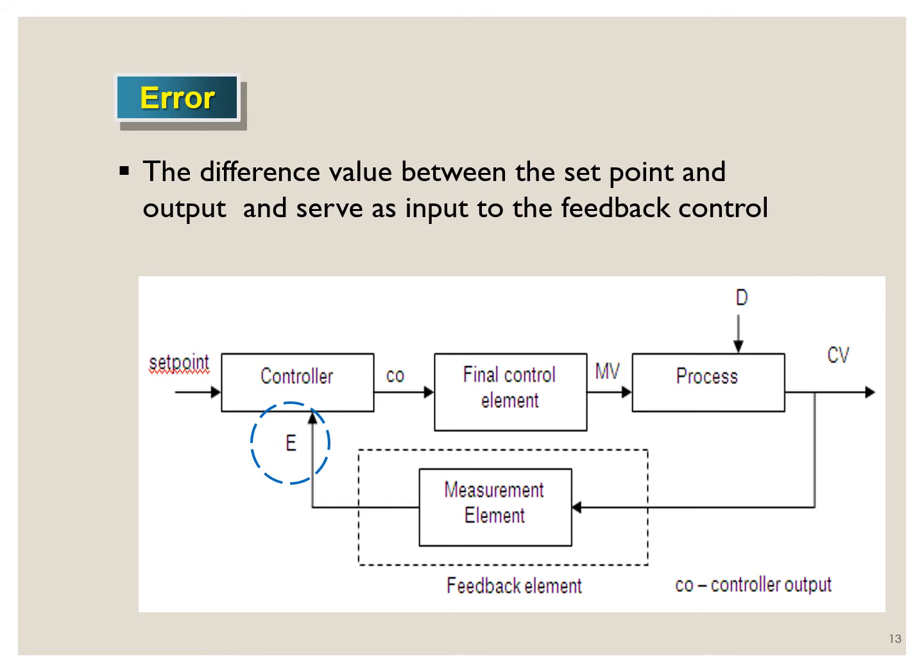So next is error, the difference value between the set point and output, and it serves as input to the feedback control. Basically, error is the one that I mentioned before.